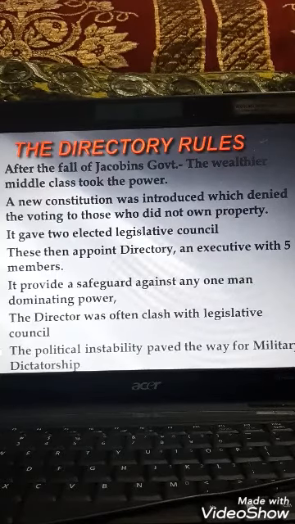However, the Directory often used to clash with the legislative council. That is, if the Directory is saying something, the legislative council is saying other things, and each wants to implement its own law, saying the other's law is not good. In this way they had conflict between them. However, the Directory had the power and could dismiss them. Due to this conflict between the Directory and the legislative council, an unstable government was created. That means the political instability of the Directory paved the way for military dictatorship to come.